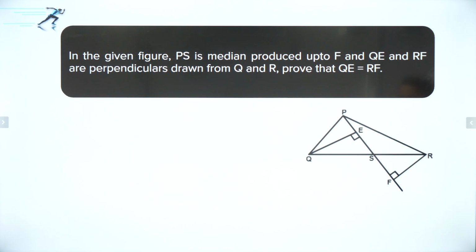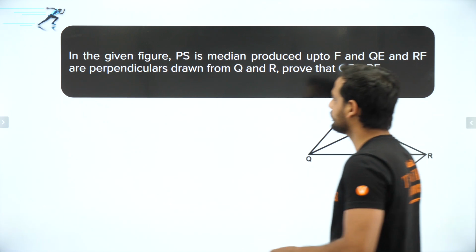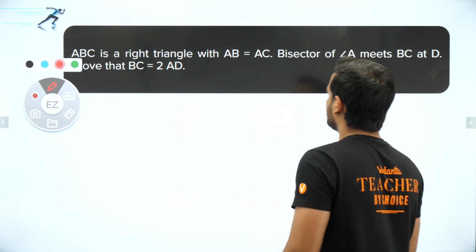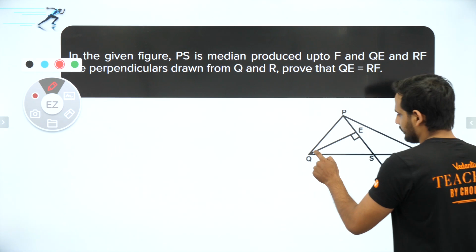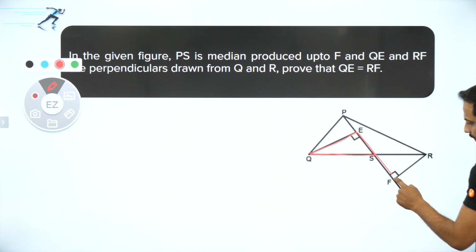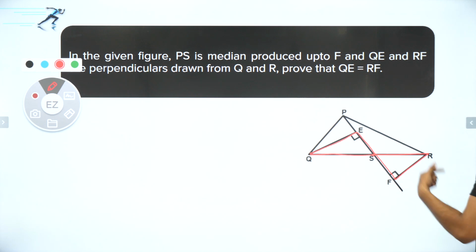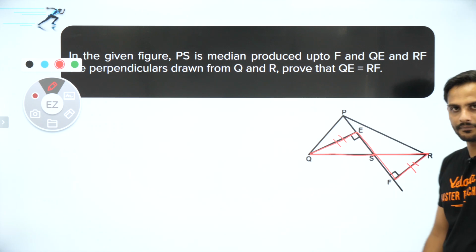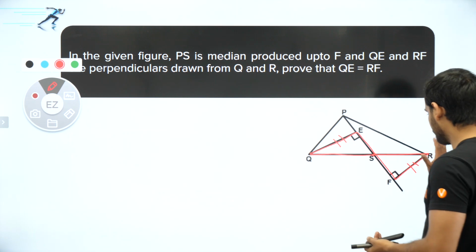In the given figure, PS is median. Okay, PS is median produced up to F, and QE and RF are perpendiculars drawn from Q and R. Prove that QE is equal to RF. Now, children, I definitely know that to prove QE is equal to RF, I know which two triangles I have to pick. I have to pick QES and these two. If I pick these two triangles and if I prove them congruent, I can say by simplicity these two will be equal, right? So this is my planning. Let's see whether it will work or not.